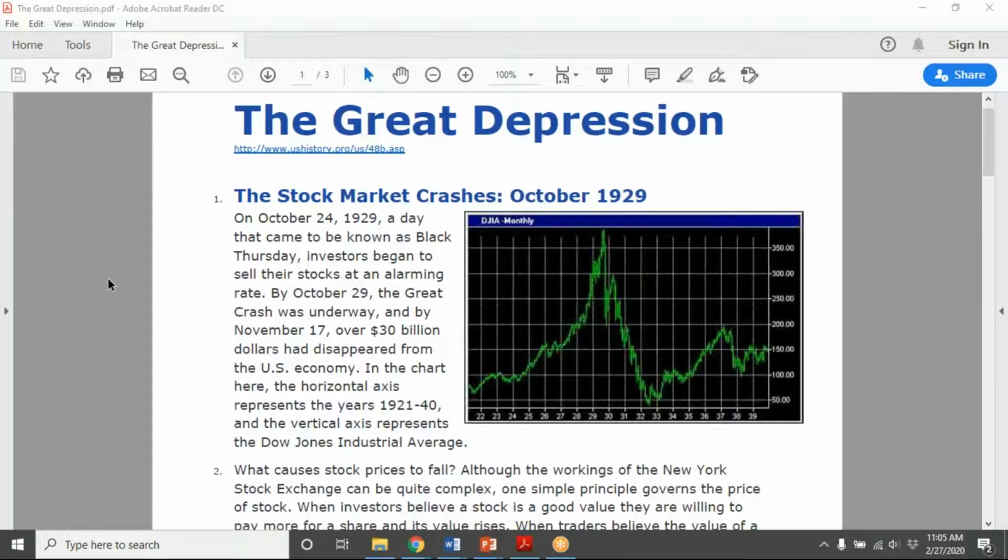So big picture, the Great Depression is the 1930s as a whole. What happens in world history, American history, right after the Great Depression? What's the big event that happens in the early 1940s? World War II. World War II is like 1940 to 44, so the Great Depression is right before World War II.